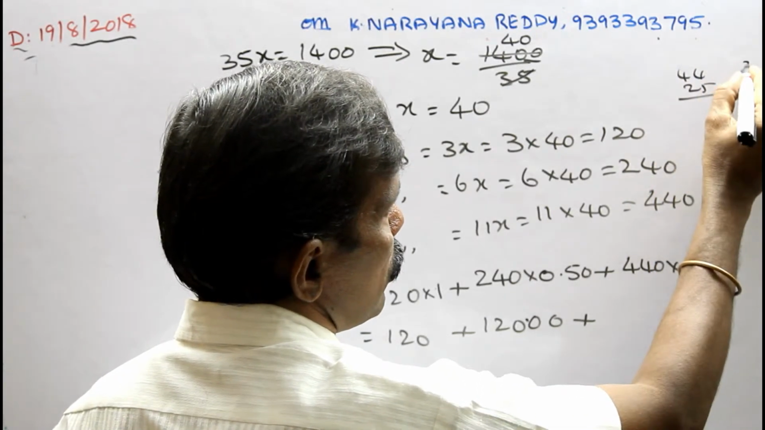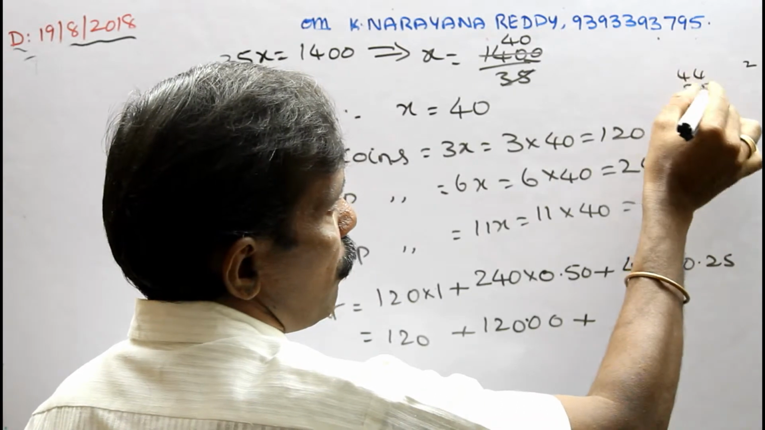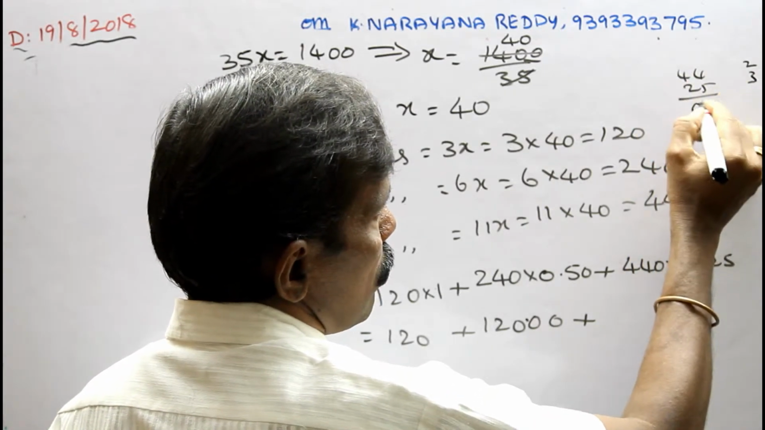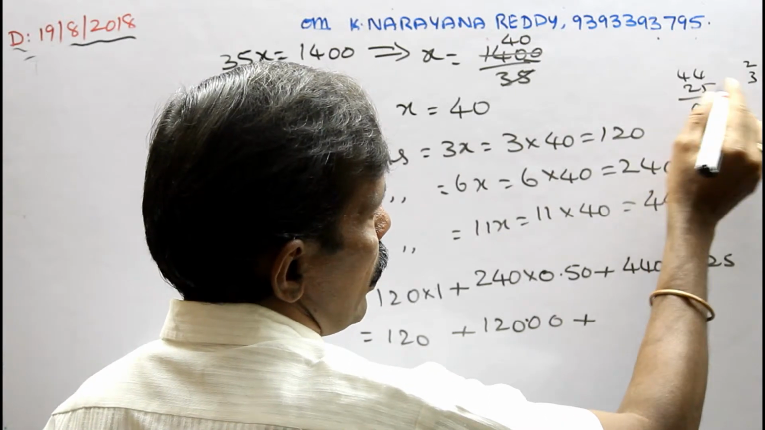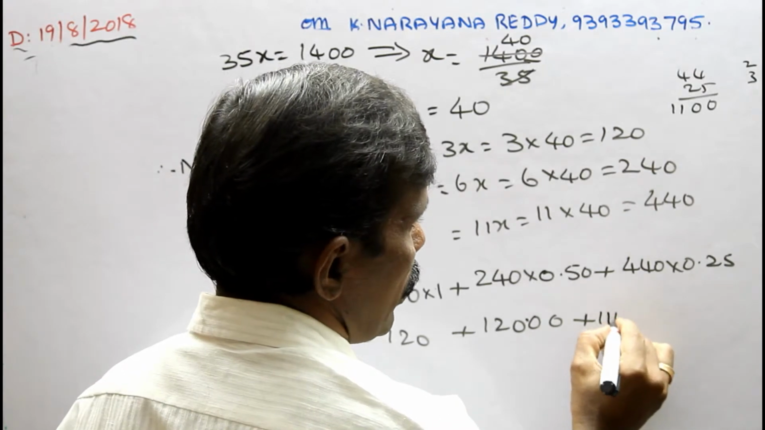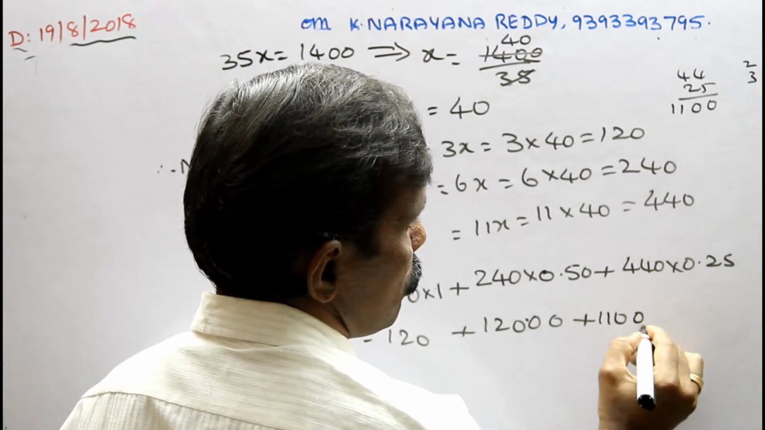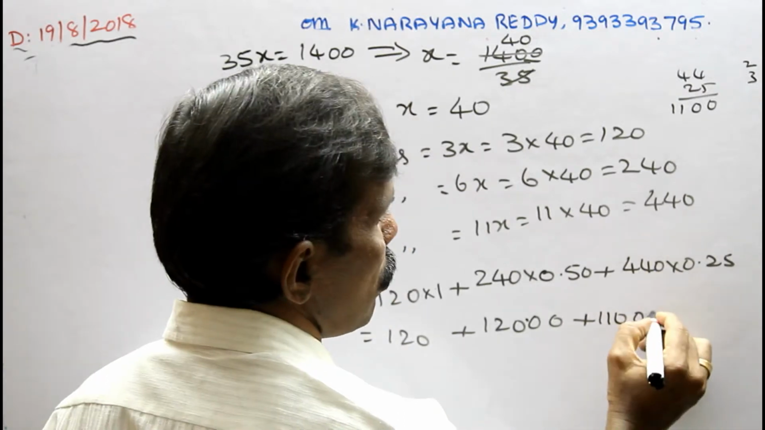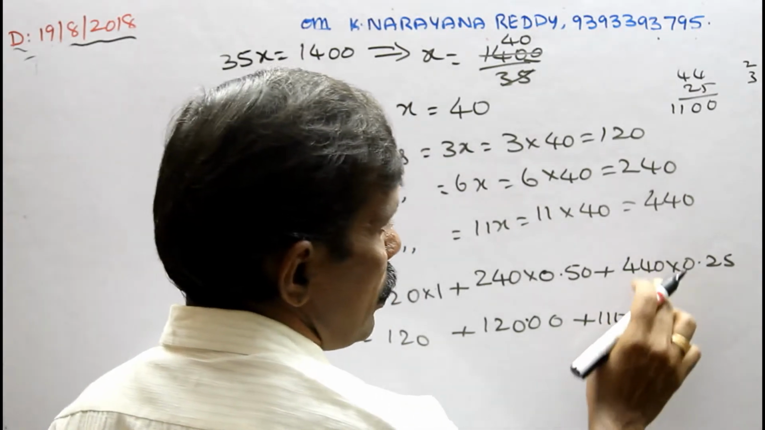5 4 ja 20, 5 4 ja 28, 28 to 30, 4 2 ja 10, 4 to 8 plus 3 11, 1100. Okay, 1100, this one 0.